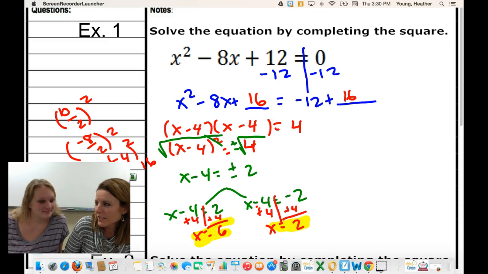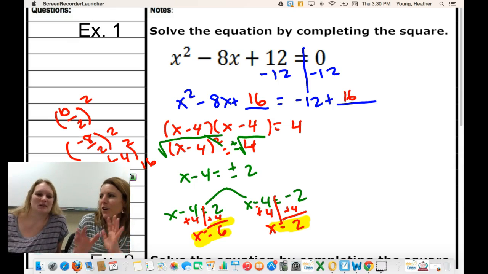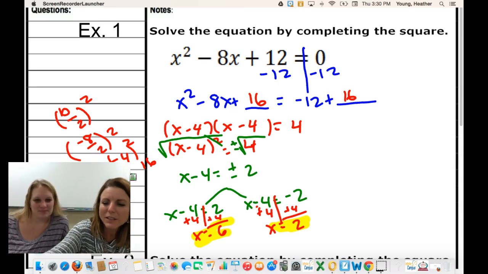We're now going to rephrase that. We have found the roots, which are also the x-intercepts, which are also the zeros. Remember, they're all equal to each other. Okay, now we can go on to an example.